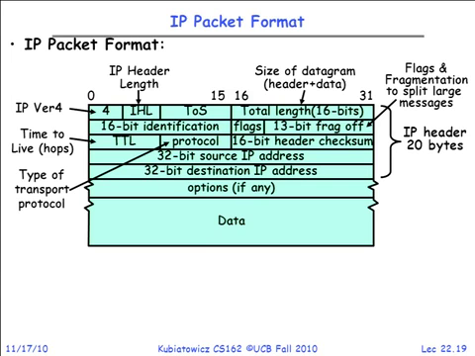Here's 8 bits, which is a protocol. So if you've got ICMP, this 8 bits will be the number 1. If it's TCP, it'll be 6, and so on. So that's where the protocol is placed. Okay? And then, of course, there's a 32-bit source and destination IP address.